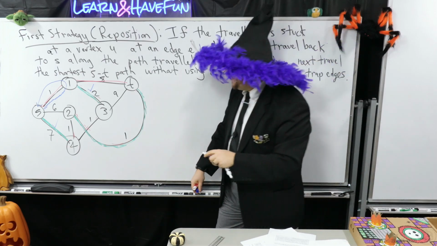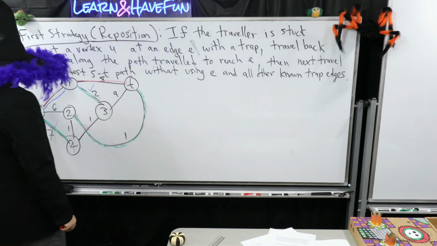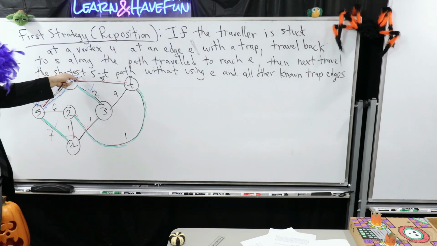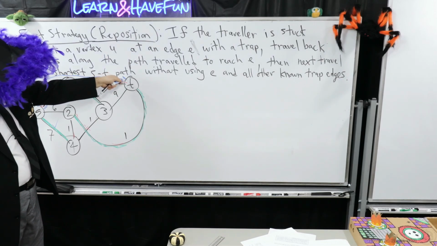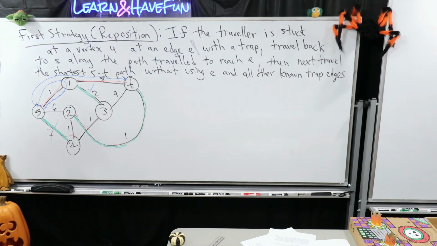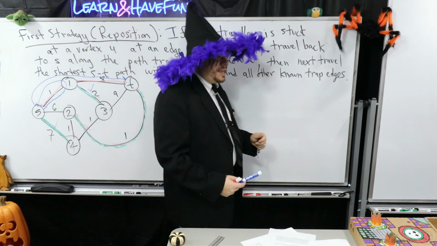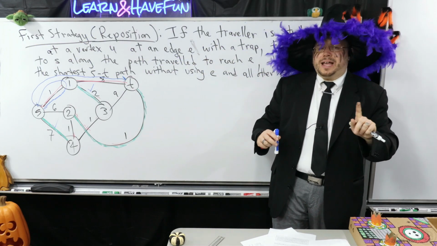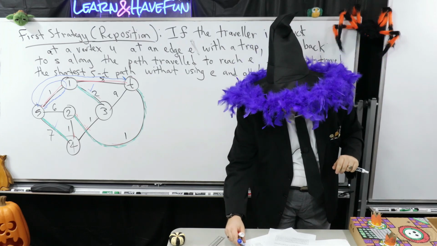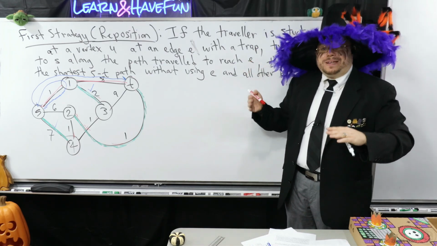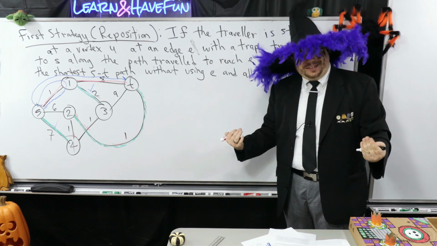Okay, let's go. So next, now the traveler is now going to go back to vertex 1, and it's going to go across to T. So the traveler reaches T and has not used any one of those trap edges. Does everybody see that? So you'll notice that all this is doing is just resetting the search every single time.